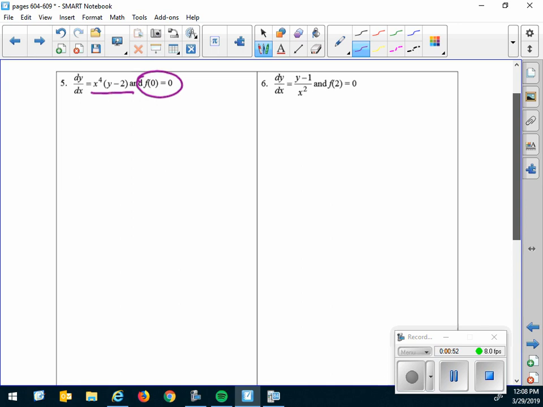All right. Remember, Leibniz, our dear old friend, said my notation, dy dx, is not meant to be a fraction, but we can pretend it is. So if we, and you can do this in one step, so hold off, don't write quite yet. If we multiply both sides by dx, then we get x to the fourth times y minus 2 dx, right?